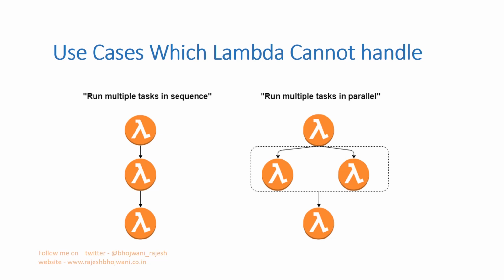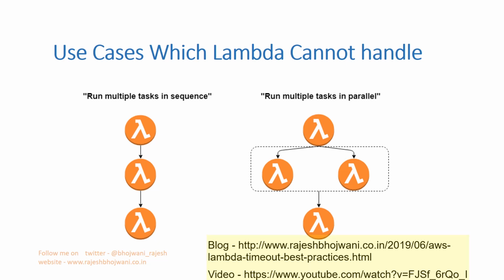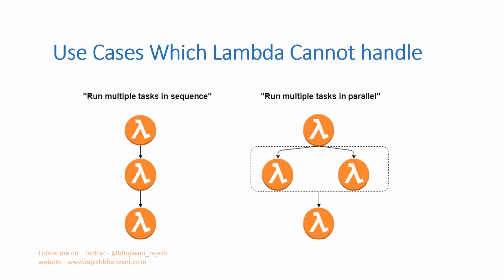So we have been building applications using Lambda functions for a while. But what I found is that there are many use cases which are still difficult to implement using Lambda functions. The reason is that Lambda comes with a lot of limitations as well. I've written a blog around it and even a video. You can go and watch about it, where I talked about what all the limitations are and what the best practices are around Lambda functions.